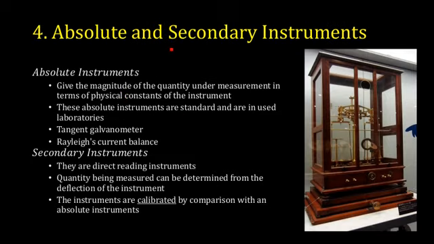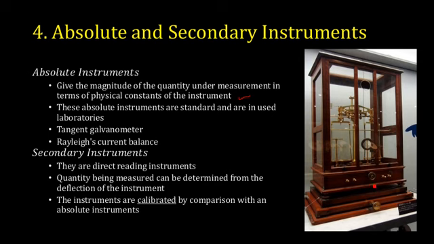And the last classification is absolute and secondary instruments. Absolute instruments are the ones which give the magnitude of the measured quantity in terms of physical constants of the instrument. Okay, you have tangent galvanometer, Rayleigh current balance, etc. as examples for this. They are generally considered to be standard and are used in different laboratories.